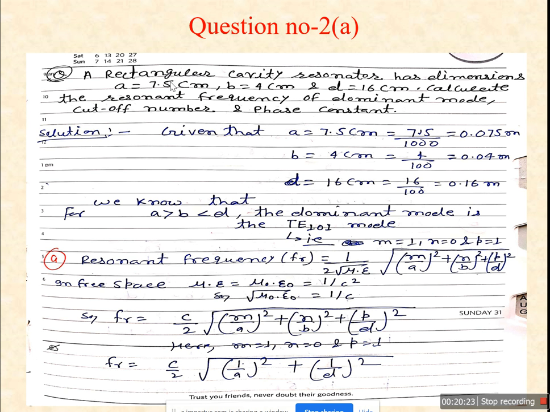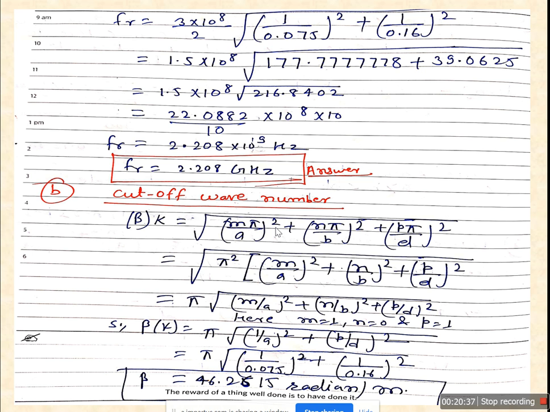Here there is no mention of free space. We take it as free space, because mu r and epsilon r are not given there, so we just take the free space case, and we know that mu naught epsilon naught equals 1 by c square, 1 by c. Put there, just put these terms and solve it. You will get the fr is 2.208 gigahertz.